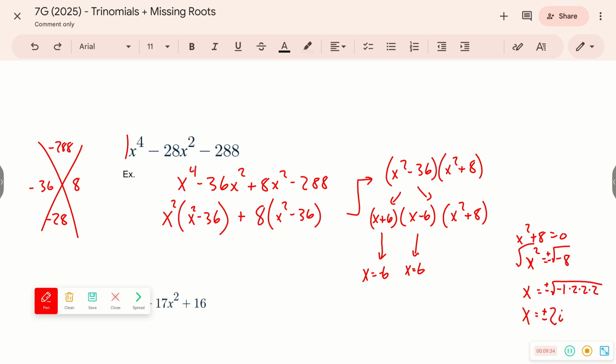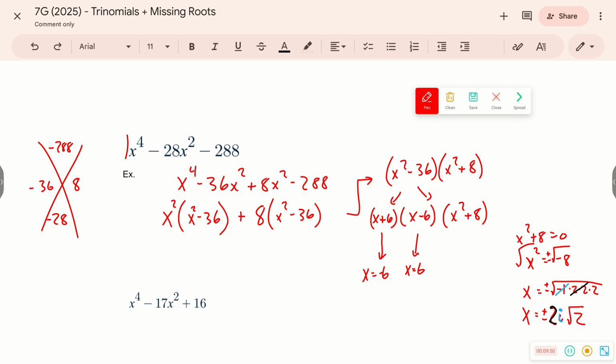So let's color code this here. The 2s can come out as a 2. The negative 1 can come out as an i. And a root 2 is left. So our last root is going to be positive or negative 2i root 2.